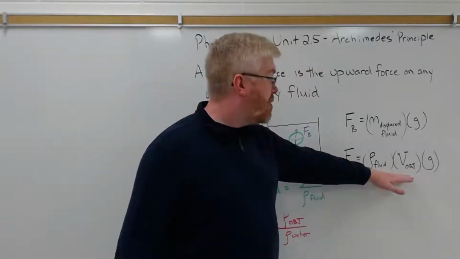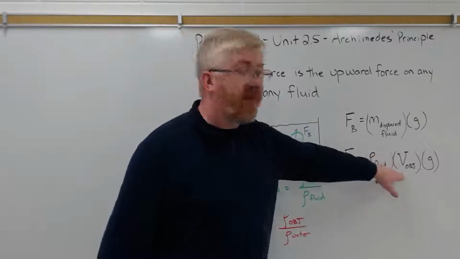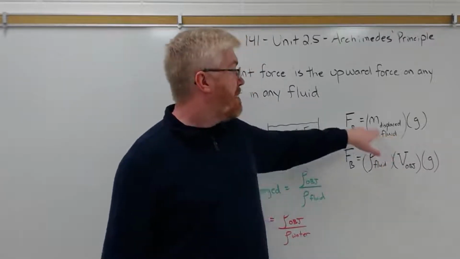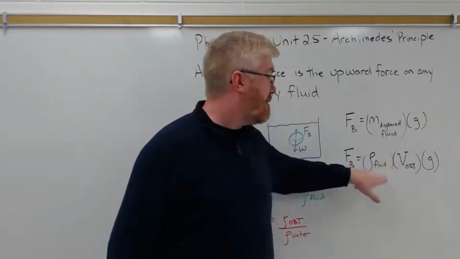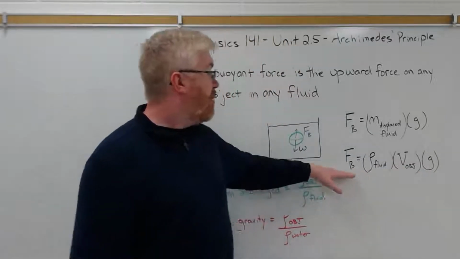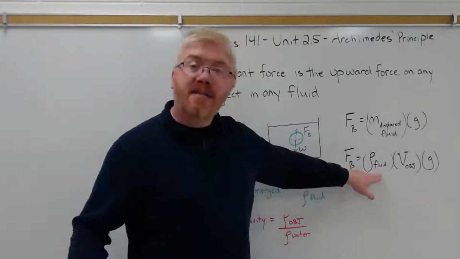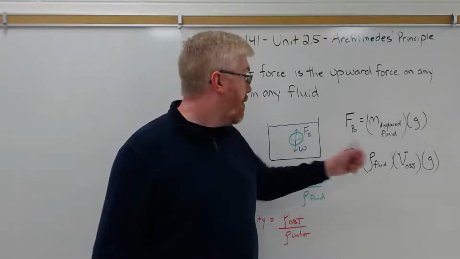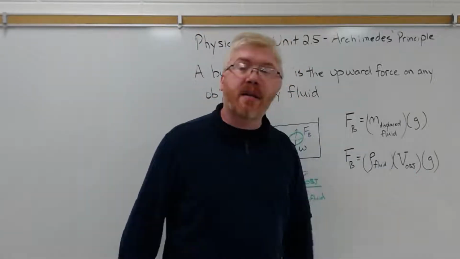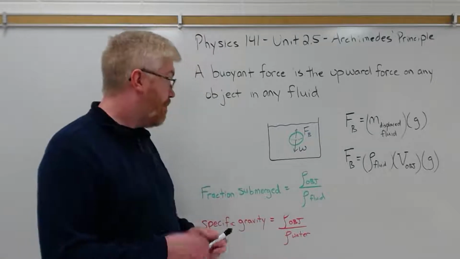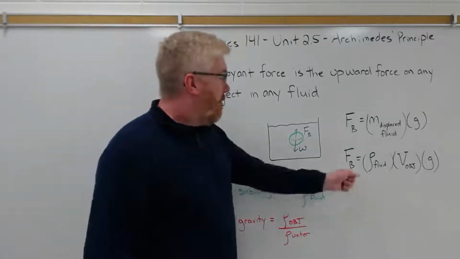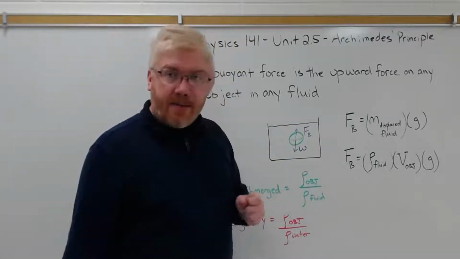And this relationship just comes from the fact that density is mass over volume. So mass is density times volume. I just made that substitution here. So to find the buoyant force, you need to know the volume of the object, the density of the fluid you're submerged in, and the acceleration due to gravity. This is for a submerged object.